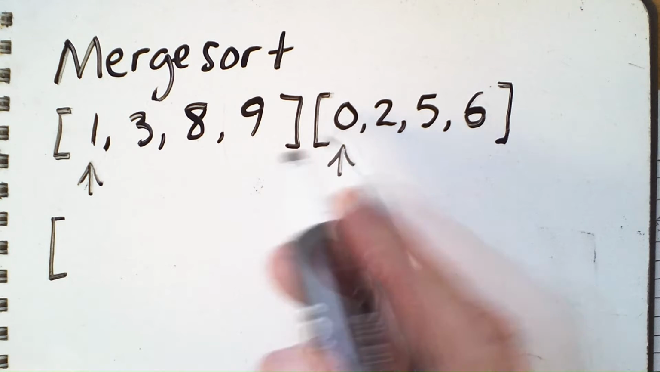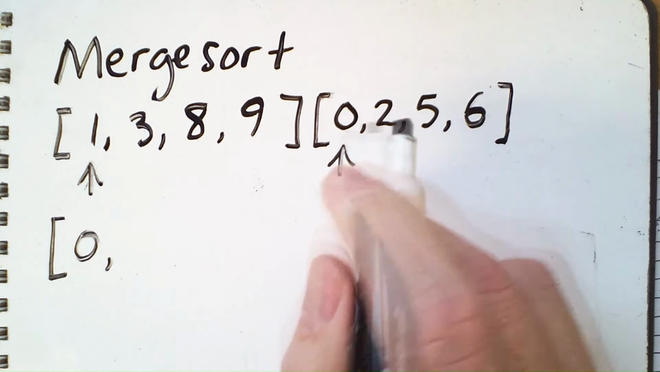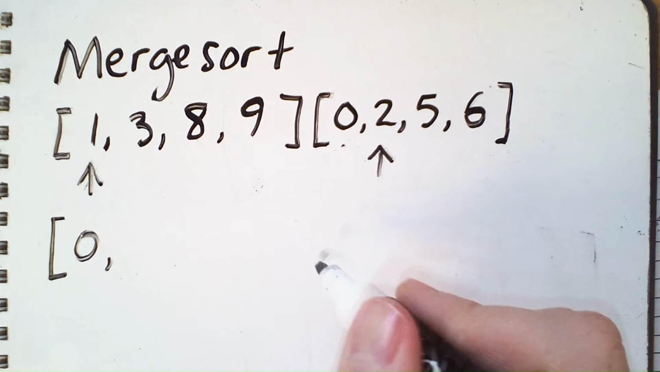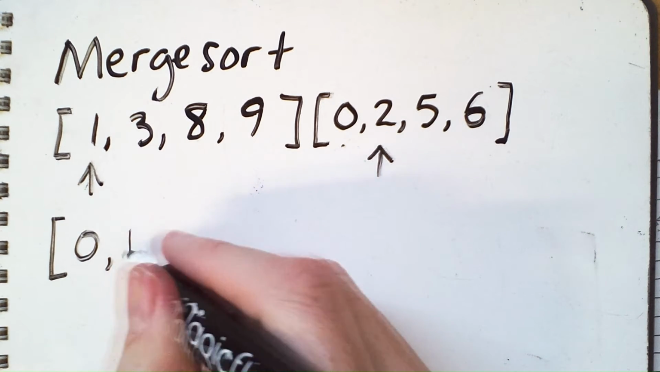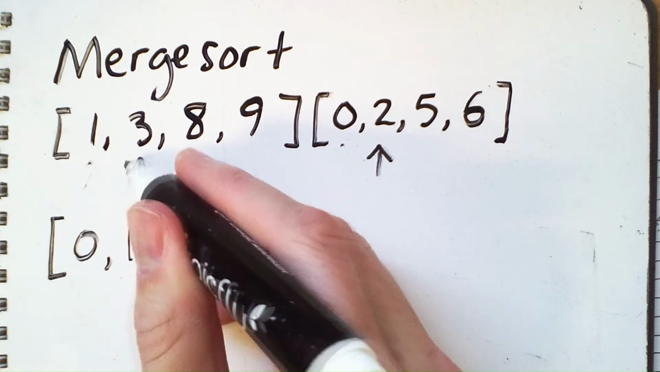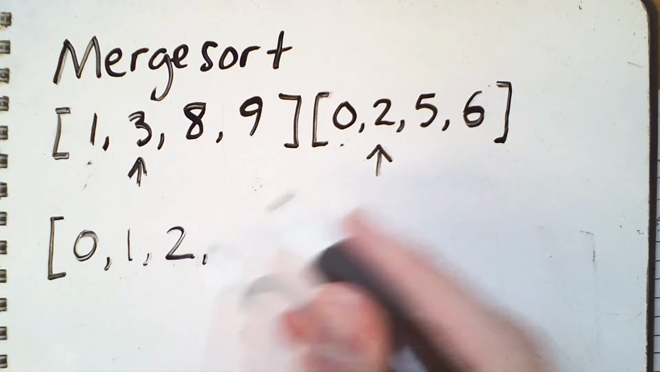And what I'll do at each step is compare these elements and take whichever one is smaller. So here, I'll put the 0 here. And since I grabbed a 0 from here, I'll advance this little index 1 forward. Now I compare the 1 and the 2. 1 comes next. This advances. Compare the 2 and the 3. 2 comes next. This advances.